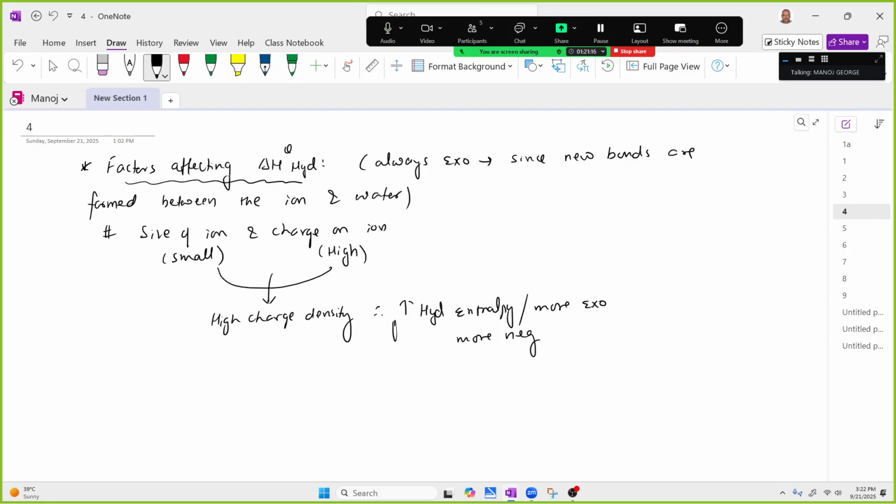So this is the important point here, and very simple direct questions you will get. For example, if I give you fluoride ion versus chloride ion, which one do you think will have higher, more negative hydration enthalpy? Fluoride ion or chloride ion? What do you think?